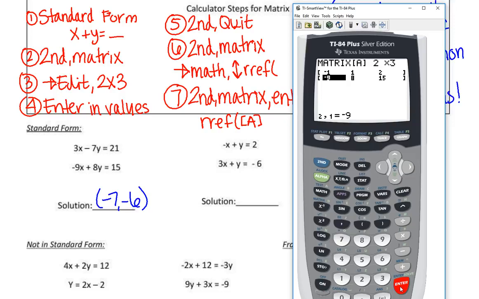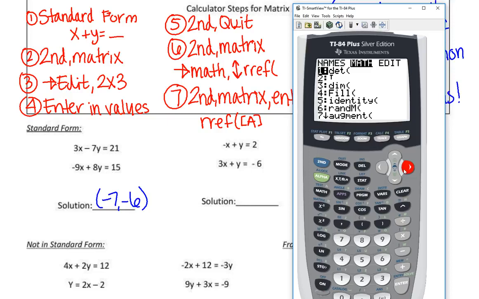Good. 3, another positive 1, negative 6. Great job. So I entered in my values. Then I hit second quit, second matrix, over to math.